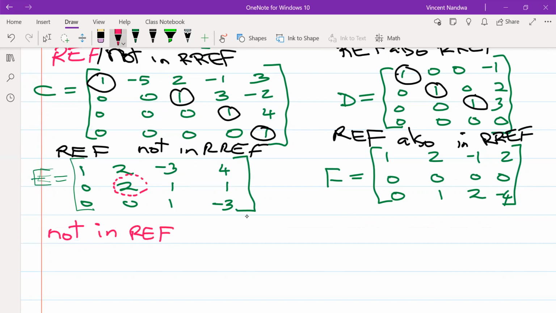Is it in reduced row echelon form? No. Remember, once it fails the test for row echelon form, then obviously the other test fails. So this is not in reduced row echelon form. For you to reach the condition for reduced echelon form, you must have satisfied the echelon form condition. If you didn't satisfy that condition, then obviously it can't be in reduced row echelon form.